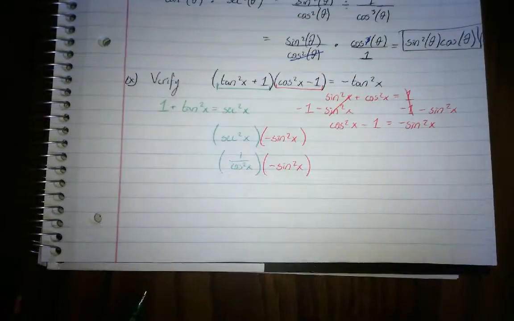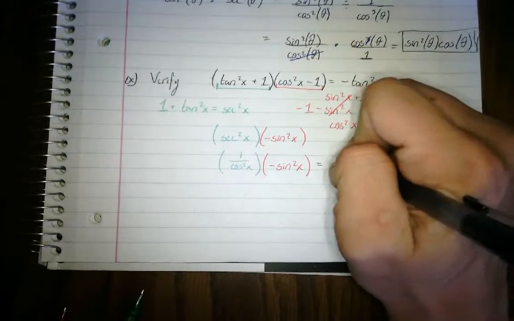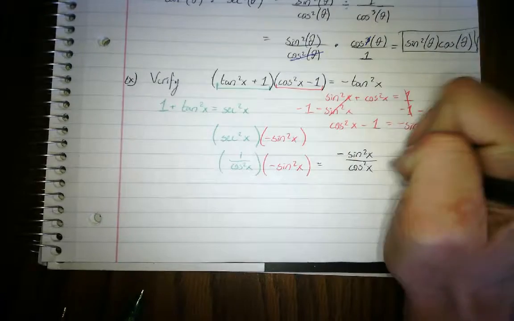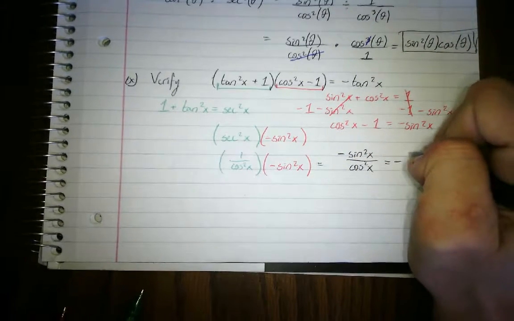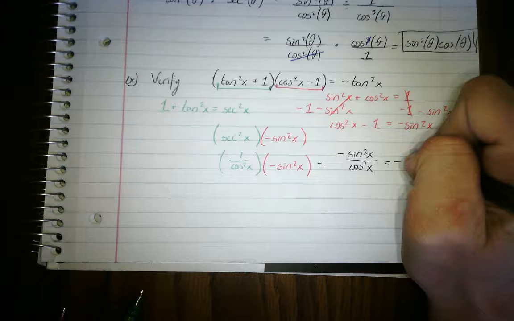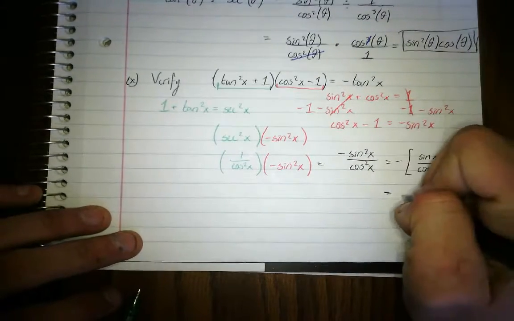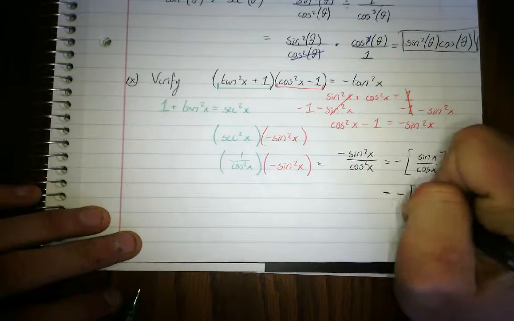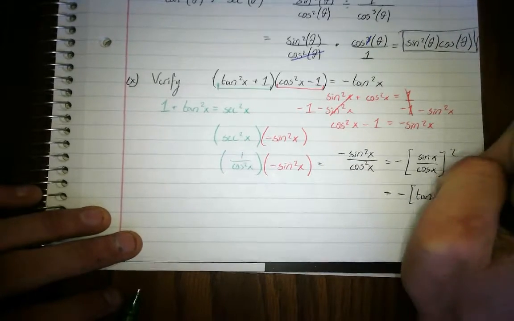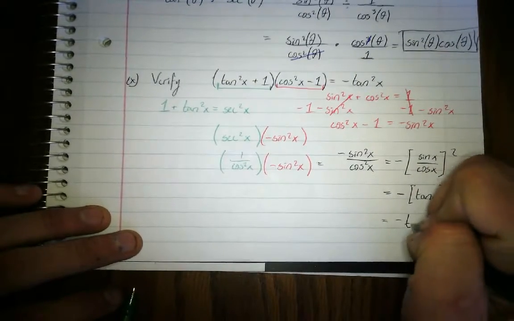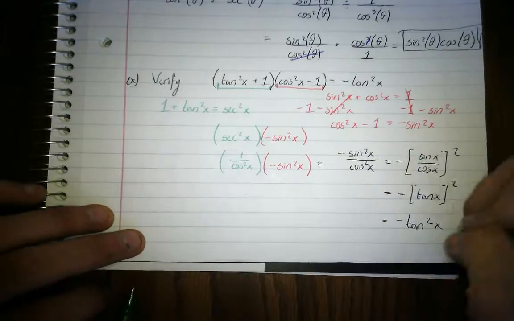So the next thing we need to do is just simplify this out. So we get negative sine squared of x over cosine squared of x. Or we get the negative of sine of x over cosine of x, squared. Well, we know that this is just our tangent. So this finally evaluates down to the negative of tangent of x squared. Or, looking up here, we have verified that this is equal to the negative tan squared of x.